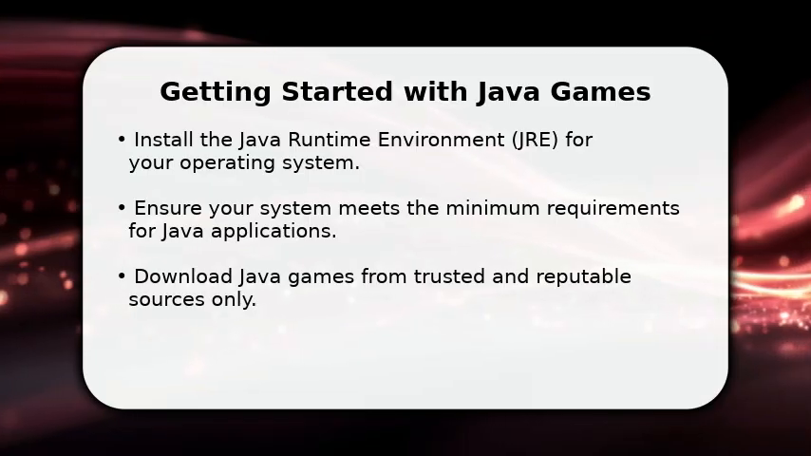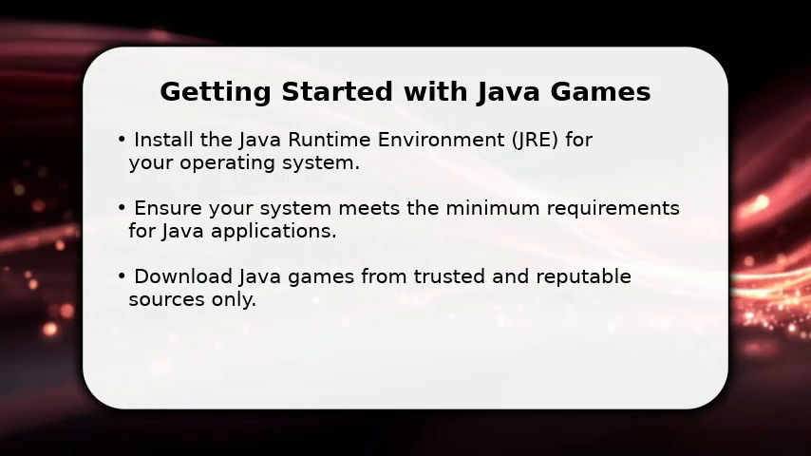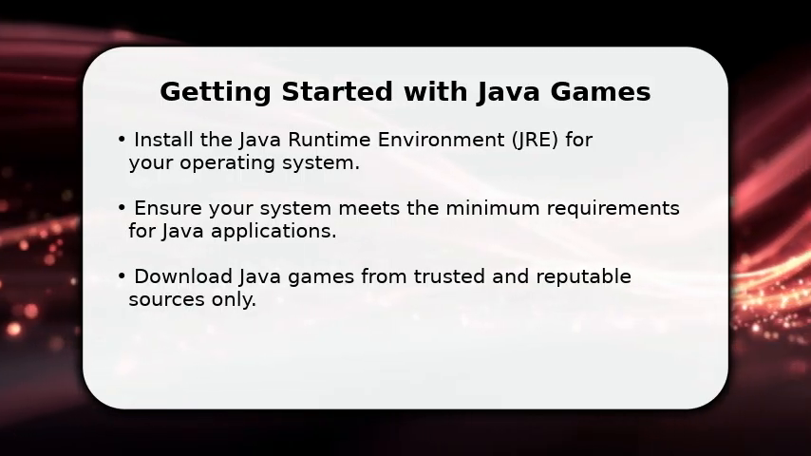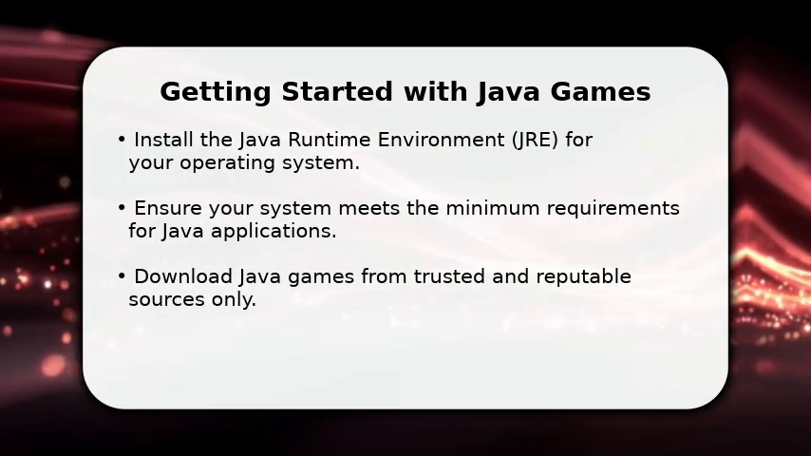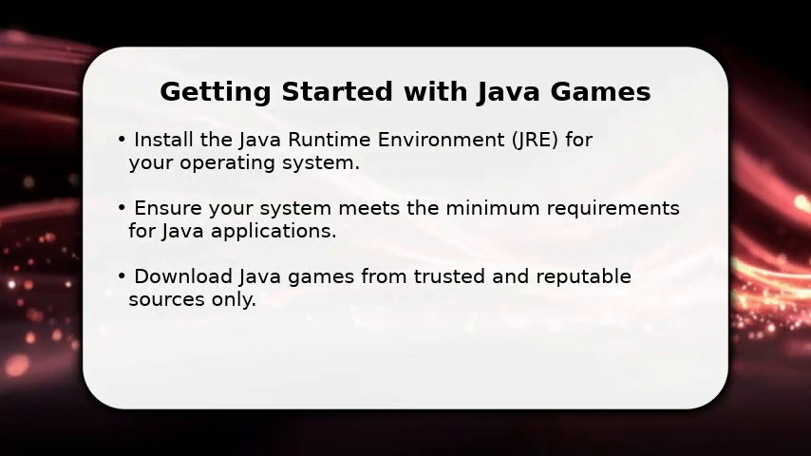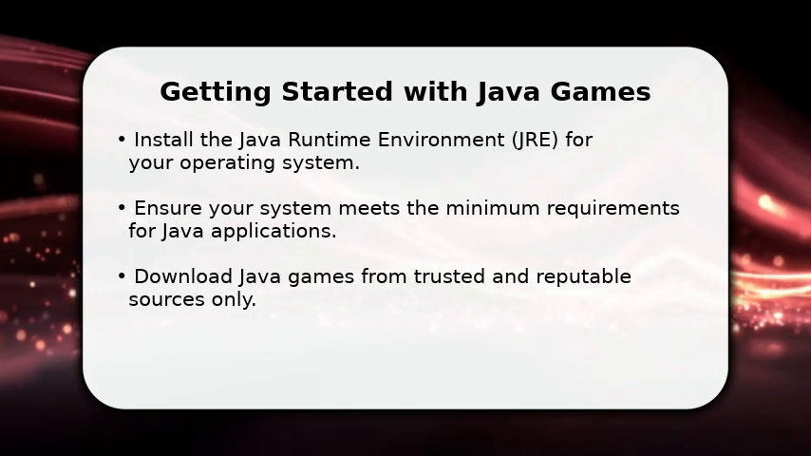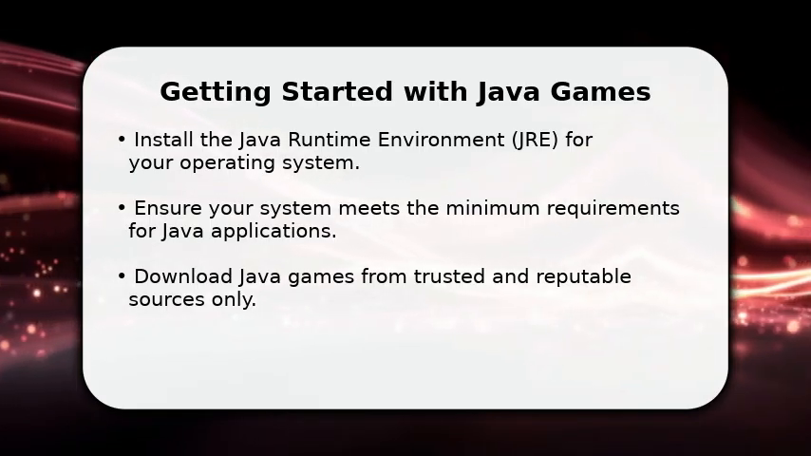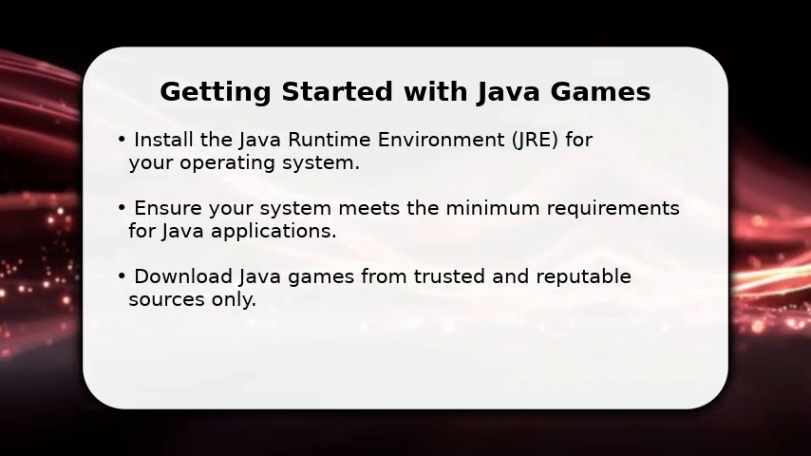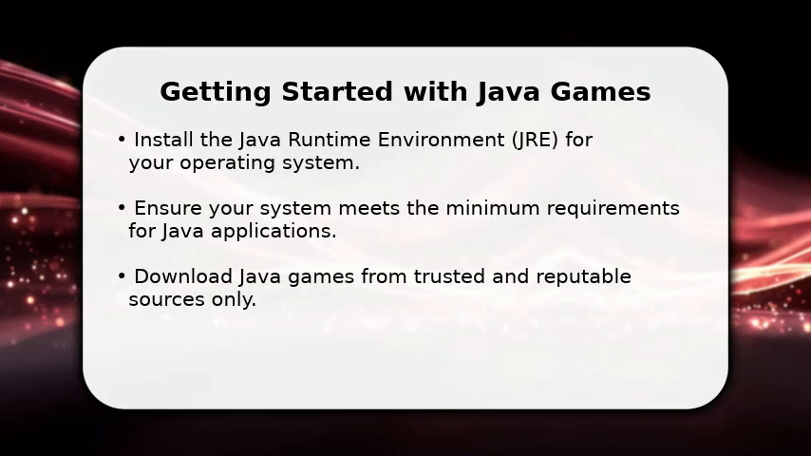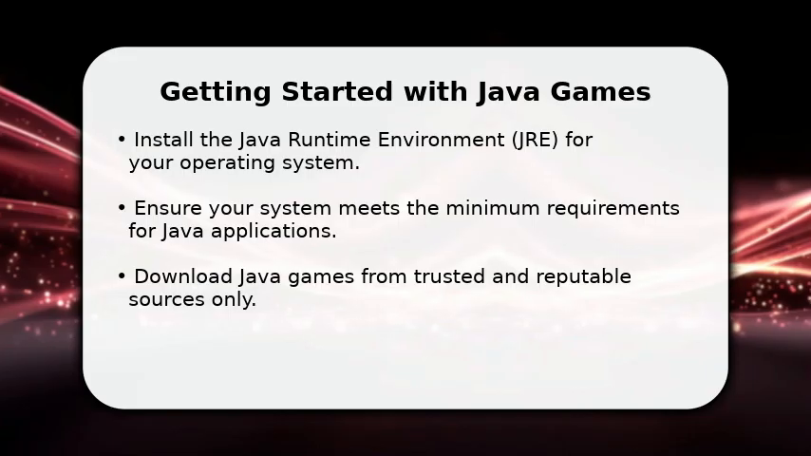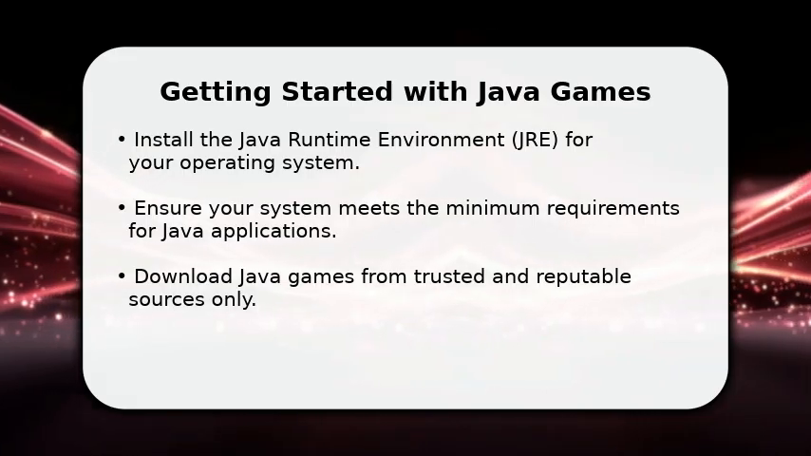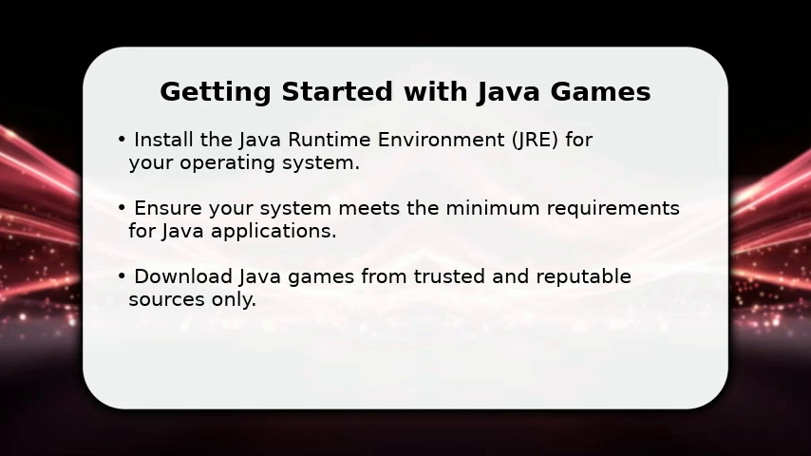In this video, I will explain how to play Java games. First, you will need to install the Java Runtime Environment, or JRE, on your computer. This essential software allows your system to run Java applications, including games. Make sure to download the correct version for your operating system, whether it is Windows, Mac OS, or Linux. Always obtain the JRE from the official Oracle website to ensure security and compatibility.